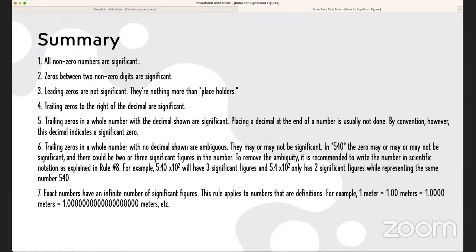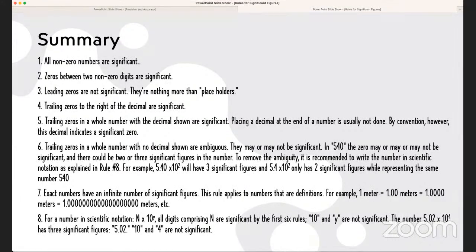And then exact numbers and constants, for instance, the constant pi, 3.14, is also assumed to have an infinite number of decimal places, so infinite precision, infinite accuracy. For a number in scientific notation, in the format n times 10 to the power y, all the digits comprising the n are significant. 10 and y are not. So that summarizes the rules for significant figures.